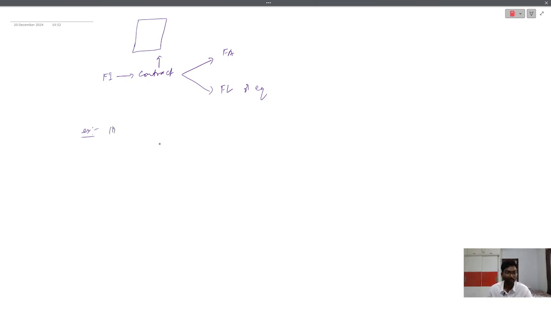Example number 1. Let's say there is company A and company B. Imagine company A has sold goods on credit to company B. In the books of accounts of company A, there is a receivable. In the books of accounts of company B, there is a payable. Company A's receivable is called a financial asset. The payable, where company B has an obligation to pay back, is called a financial liability. Financial asset done, financial liability done.